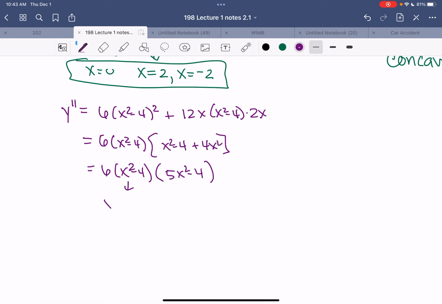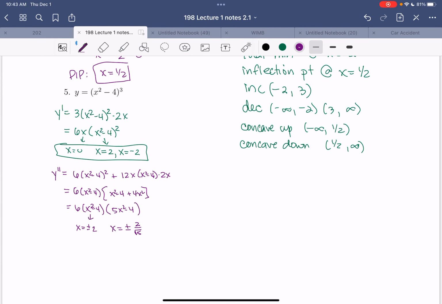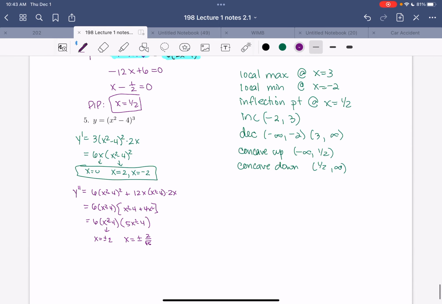This one's going to give you x equals plus or minus 2 when you solve it. This one's going to give you x equals plus or minus 2 over root 5, which is super not fun to work with. But we can work with that if we needed to. But I'm going to let that go because it's just a little much for what we've got going on right now. Okay?